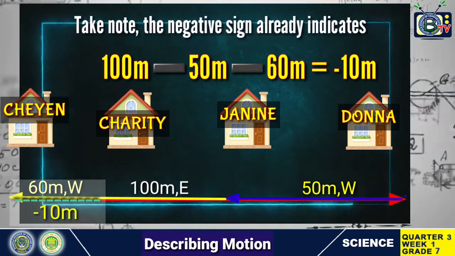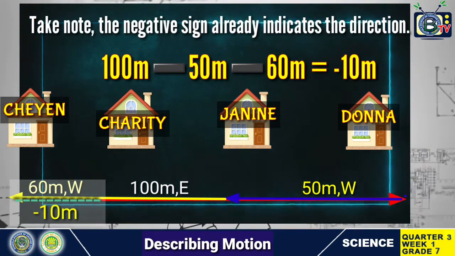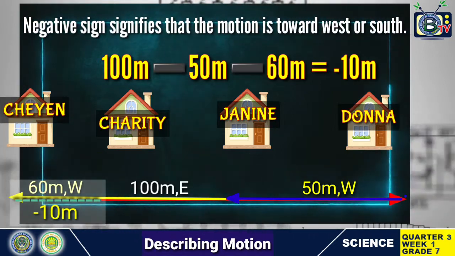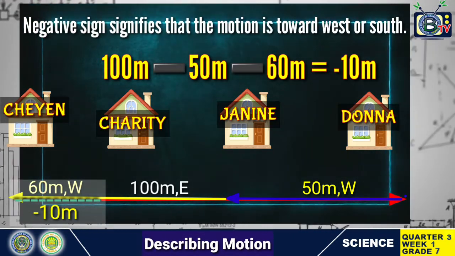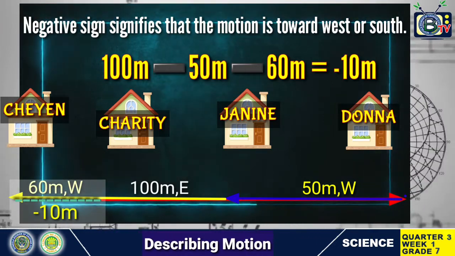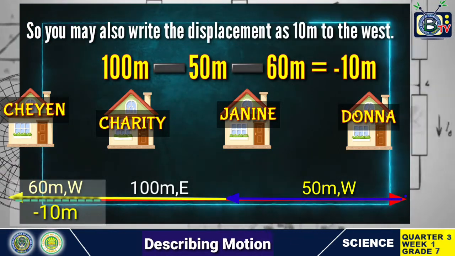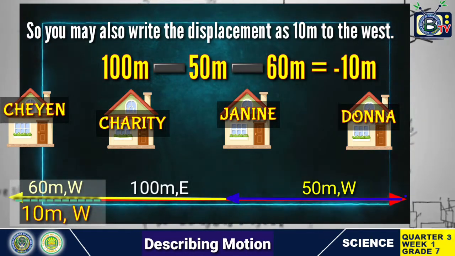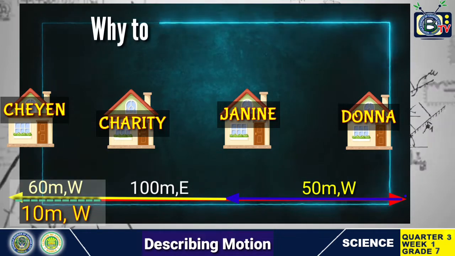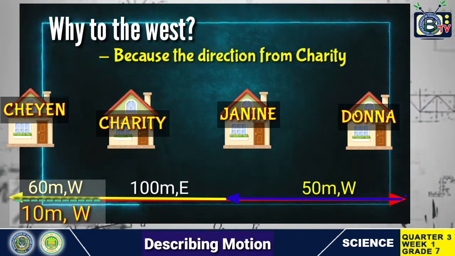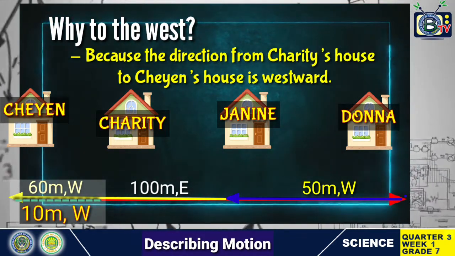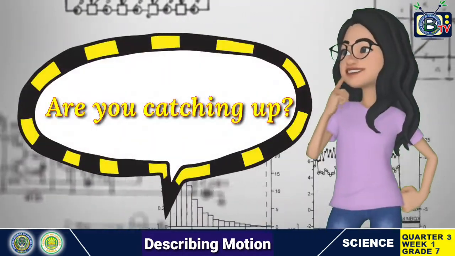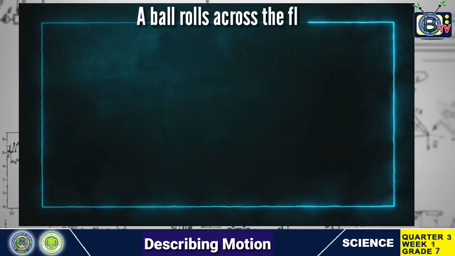Take note, the negative sign already indicates the direction. Negative sign signifies that the motion is toward west or south. So, you may also write the displacement as 10 meters to the west. Why to the west? Because the direction from Charity's house to Sayan's house is westward. Are you catching up? Let's have another one.